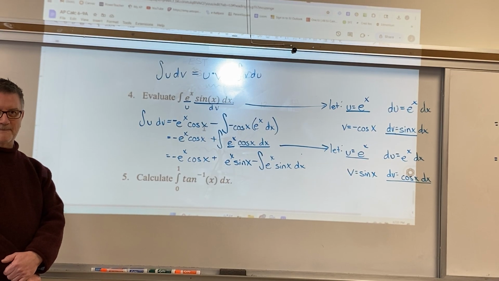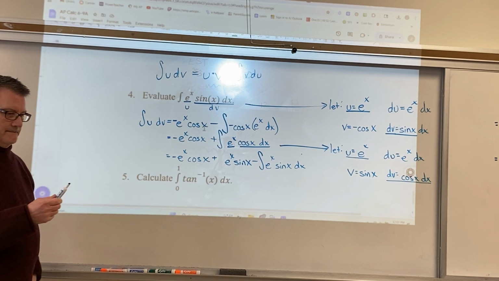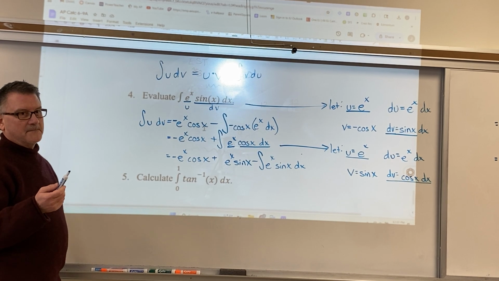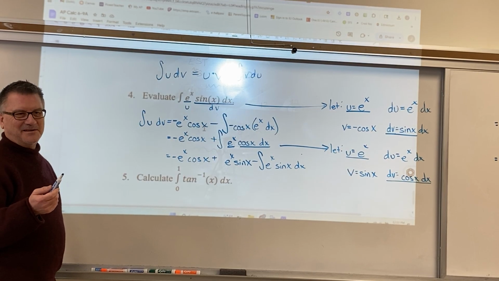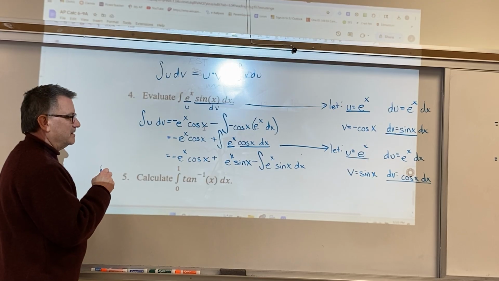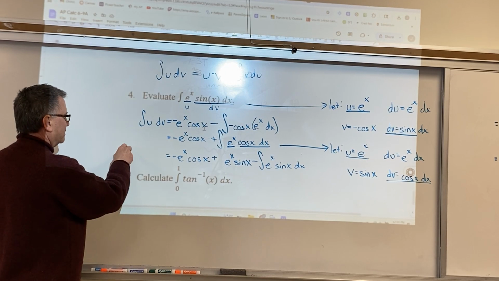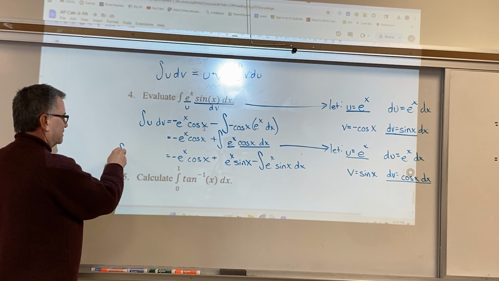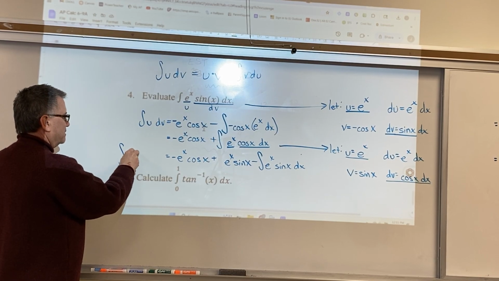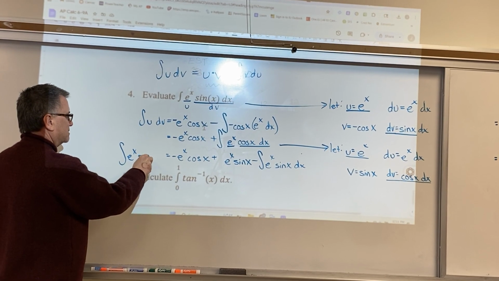Can we put like integral, three dots? What I do is just call the whole integral I. Can we just say I equals that? You probably could, but watch this, guys. What am I trying to take the integral of? e to the x sine of x dx?